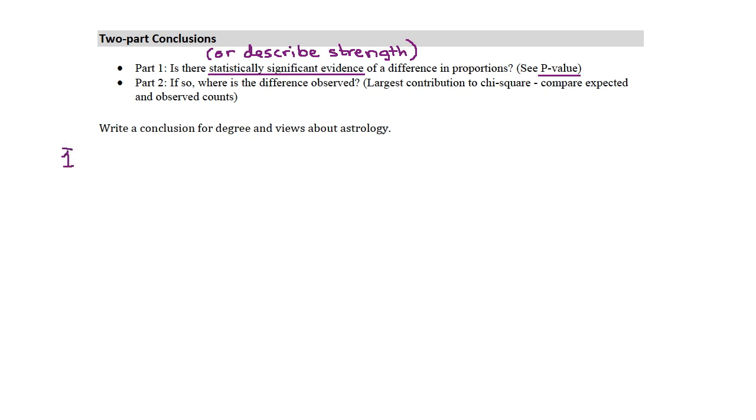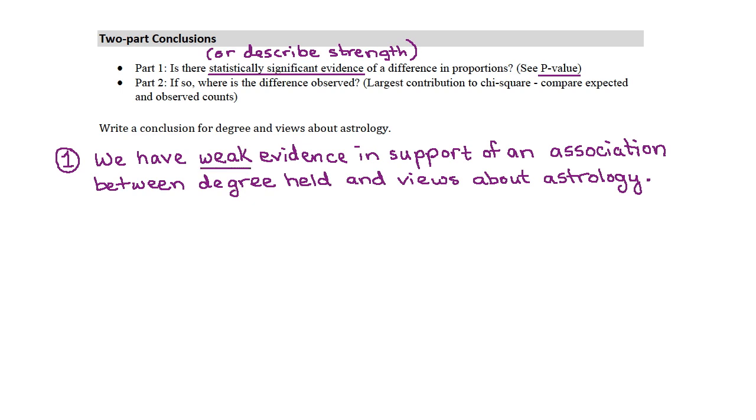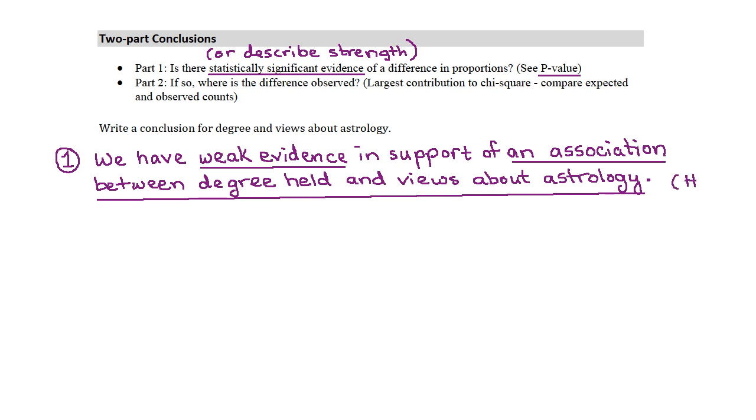We want to say that there is weak evidence, in this case, of an association between degree held and views about astrology. Remember that we're basically saying we have weak evidence in support of our alternative hypothesis, so we're going to fill in the words that we use to define our alternative hypothesis. So again, weak evidence is what we found based on the p-value, in support of an association between degree held and views about astrology. That is just writing out in words what HA, our alternative hypothesis, is.